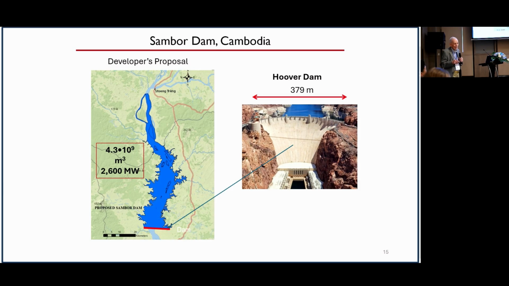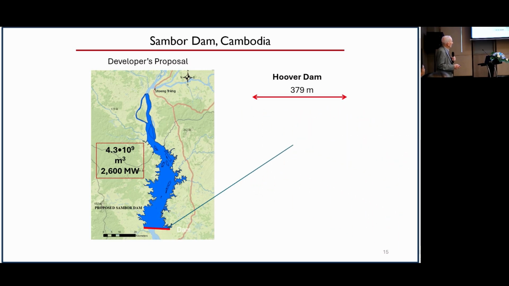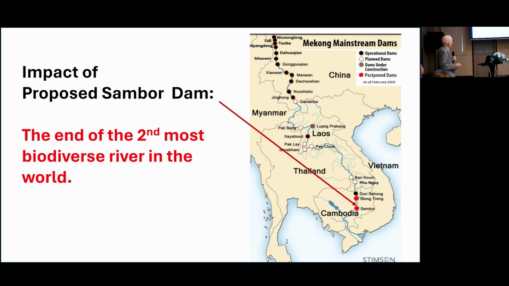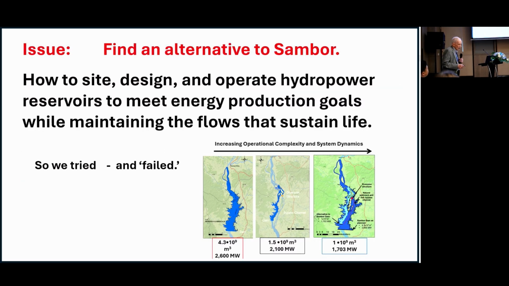So the challenge we had was to figure out how to avoid building that dam and still provide that energy for the region. And we had an adventure doing that, okay. What we did was look at other sites and then do a lot of simulations to see how they worked, what areas they flooded, and how much energy they produced. We tried to hit that 2,600 target, and we failed. We could not find an alternative that would replace the Sambor Dam with respect to the energy that was proposed to be produced by it.